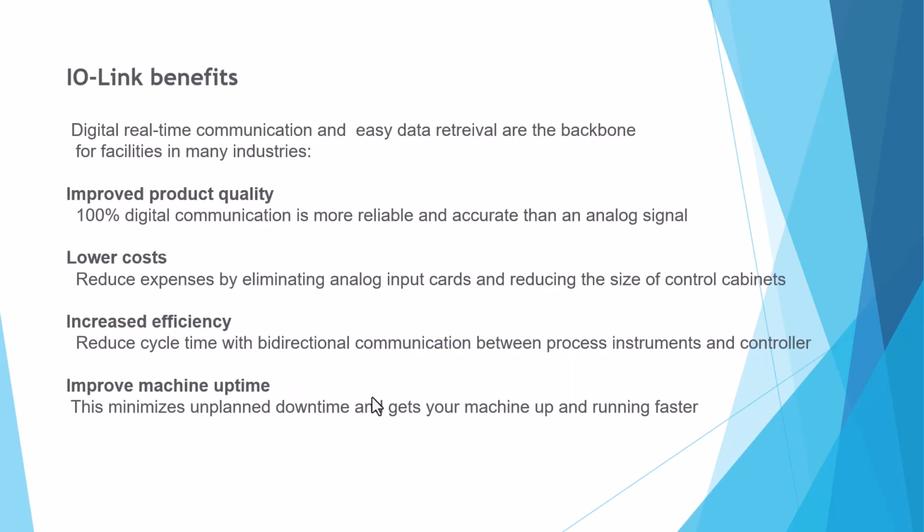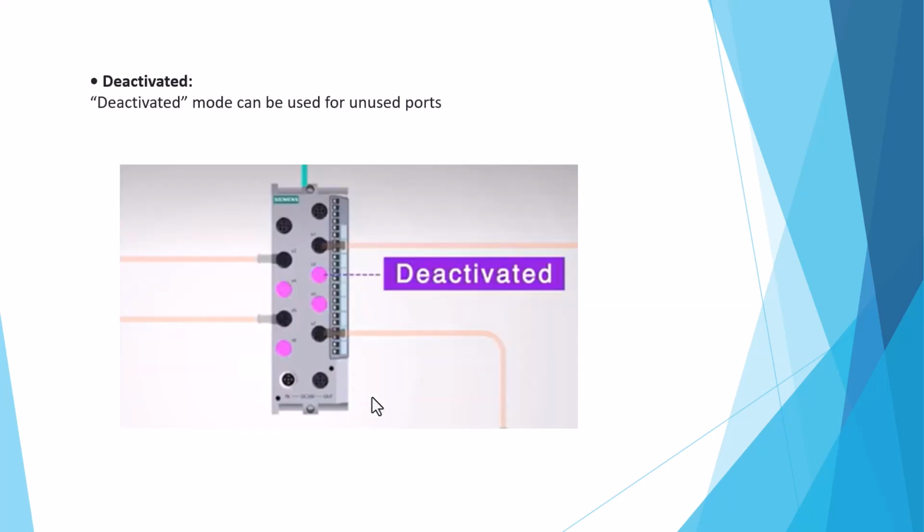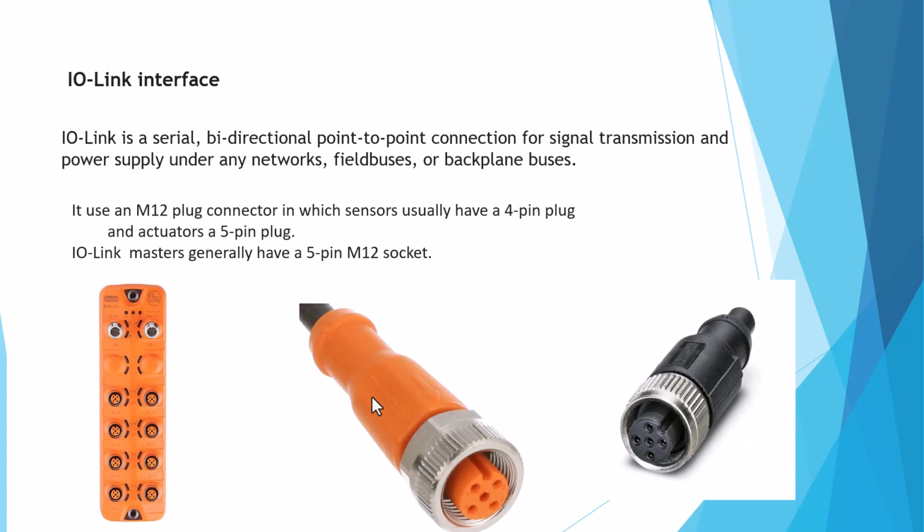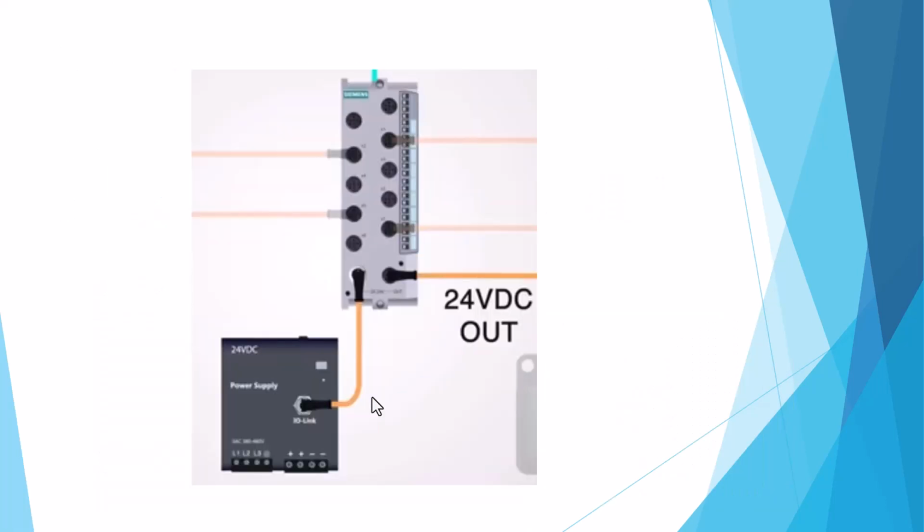IO-Link is a modern technology, so it has more benefits. First, it improves product quality, lowers cost, increases efficiency, and improves machine uptime. IO-Link is developing fast. Maybe in the future, for digital devices, you will just use IO-Link. It's fast. It's cheap. Now you can see a video about IO-Link.